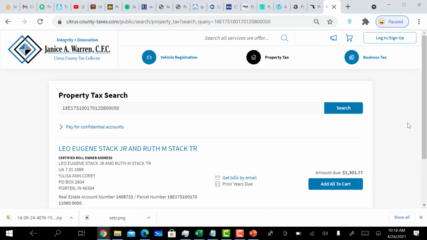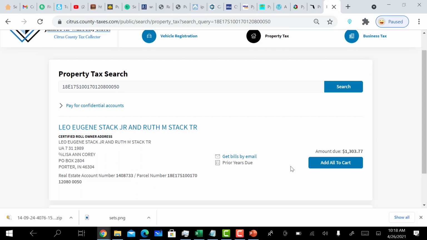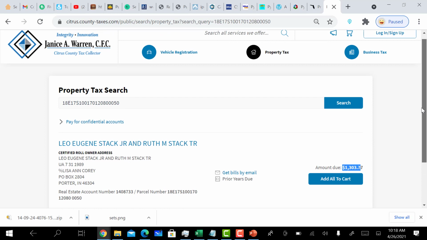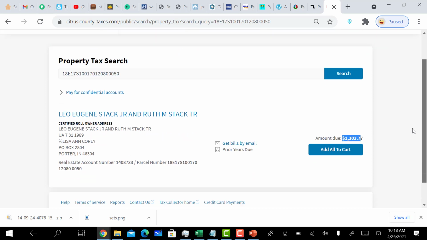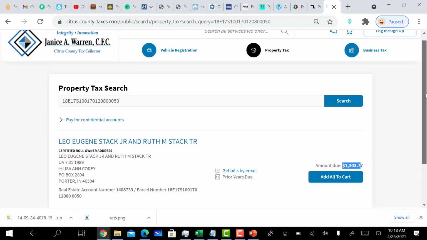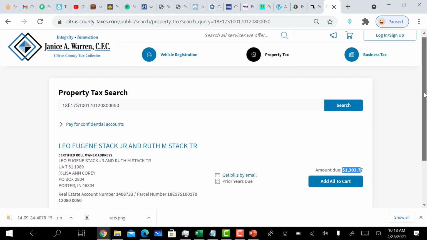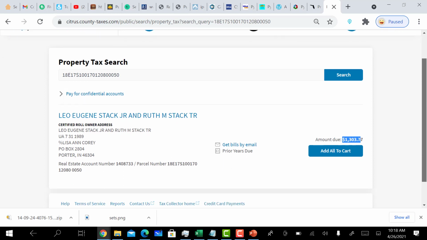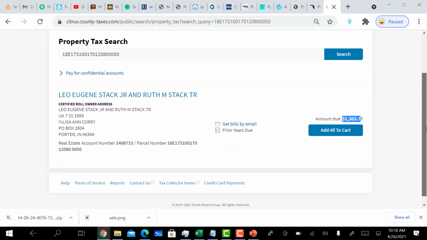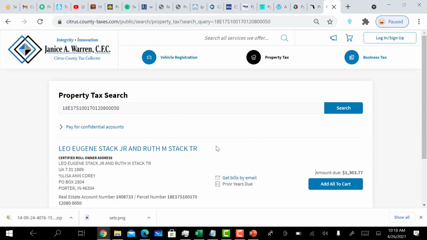In this case it's pretty easy because you can see that the amount due is $1,300. If you make an offer of $1,500, you may want to give $200 to that seller, or you negotiate and make sure that you have enough profit to be able to pay the back taxes later. All right, so that's one example.